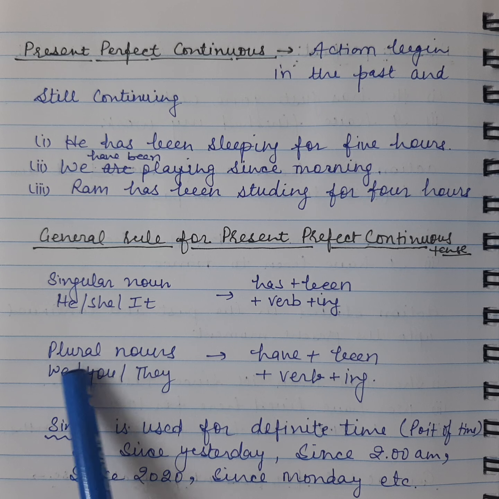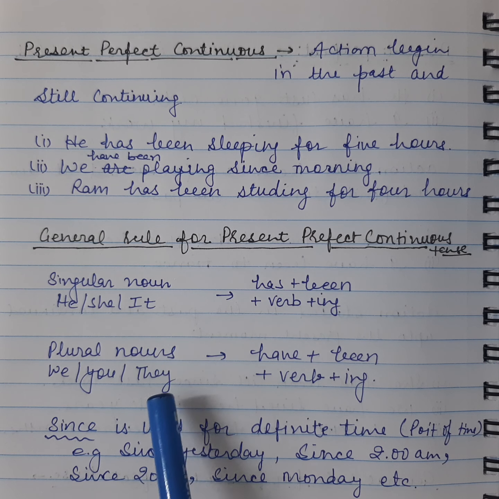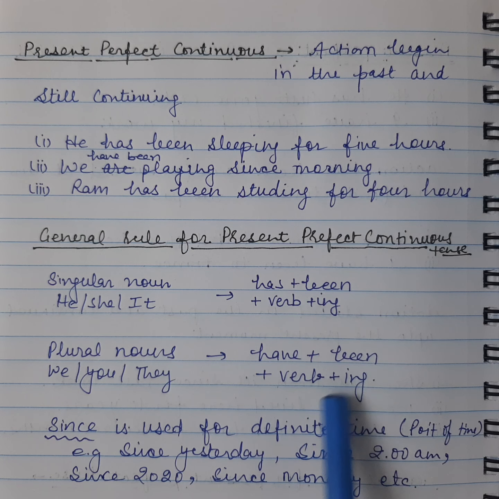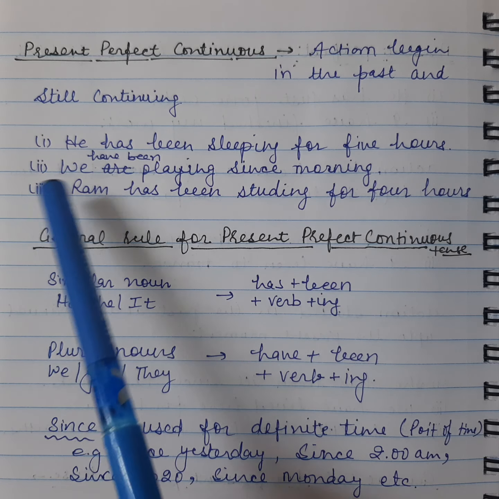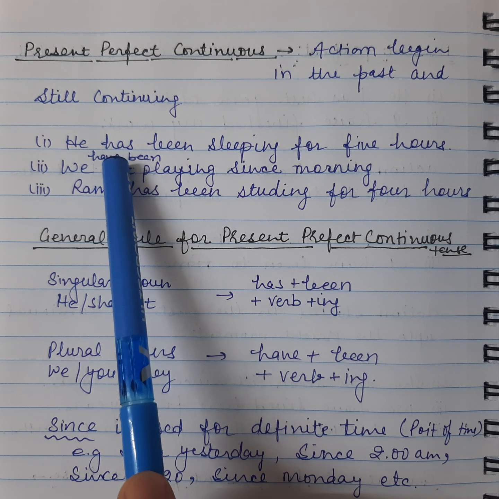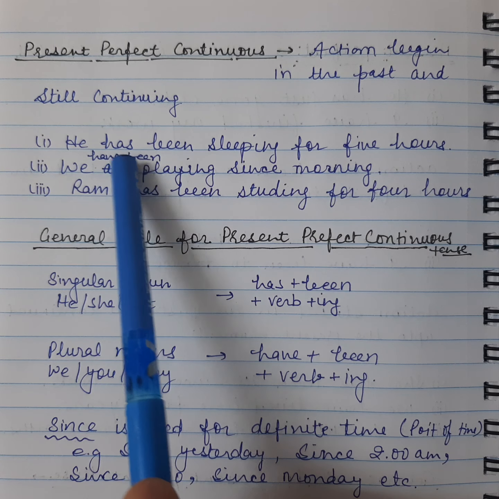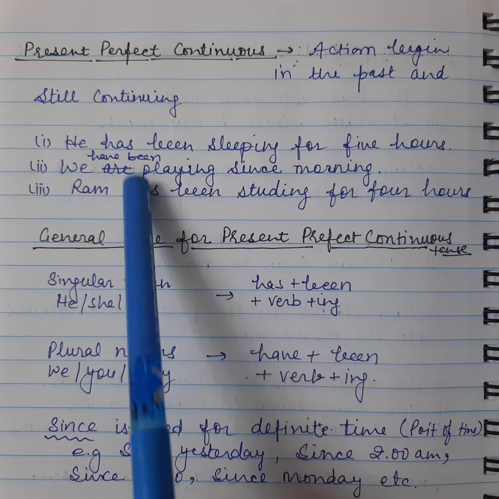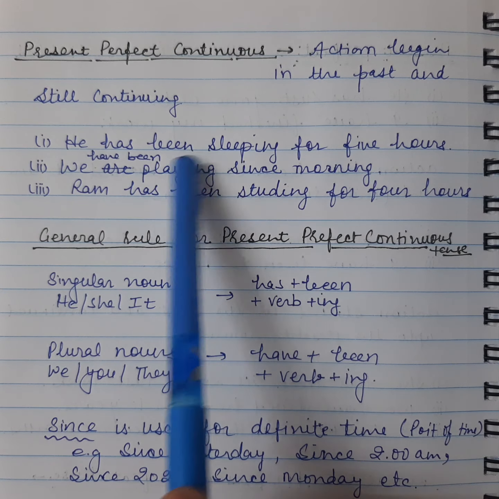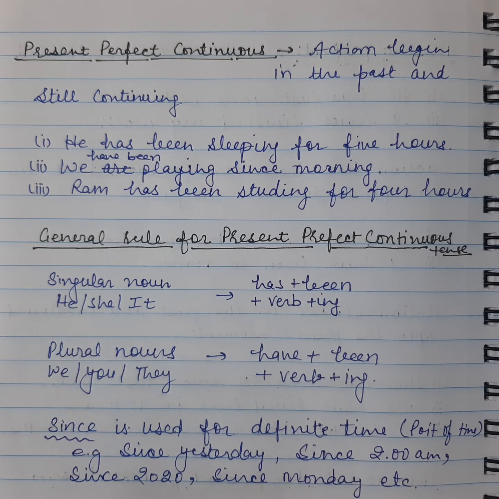Then with plural nouns and they, we use have plus been plus the verb and add ing to the first form of the verb. For example, we have been playing since morning. We have used have with we, then we add been, and play is the base form of the verb, to which we have added ing.